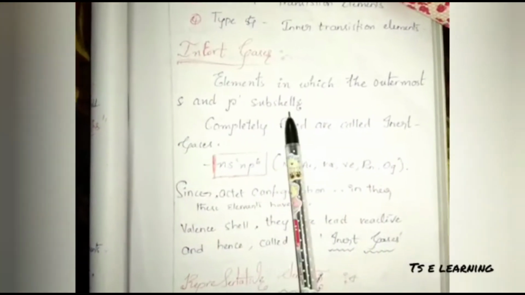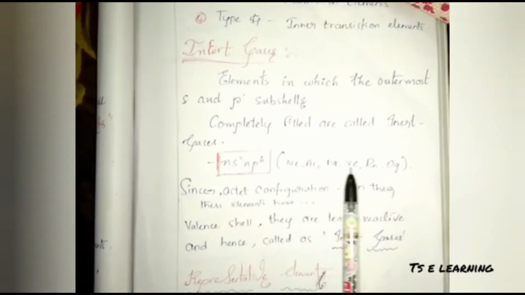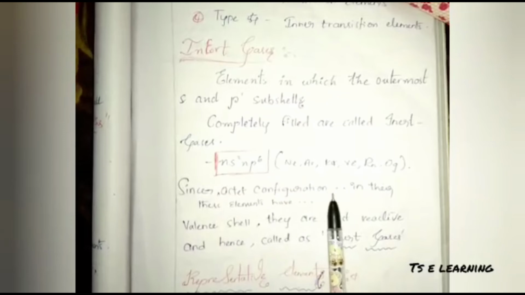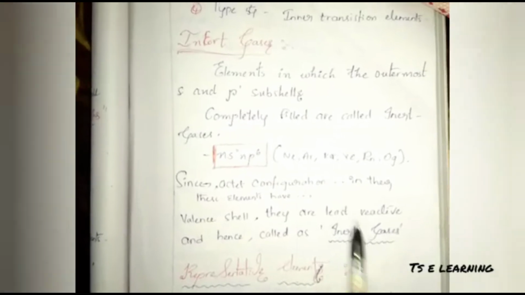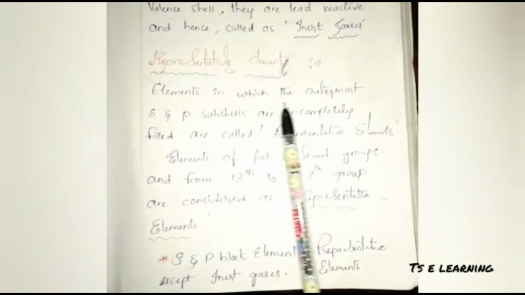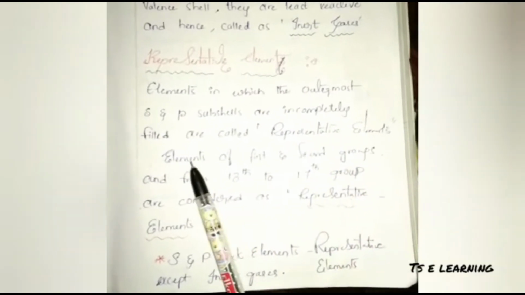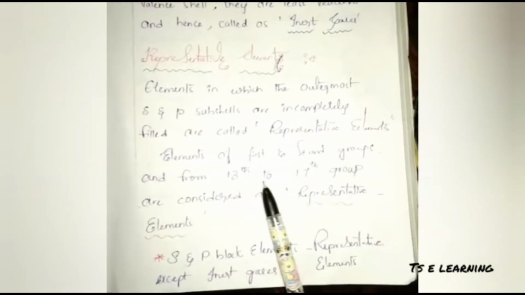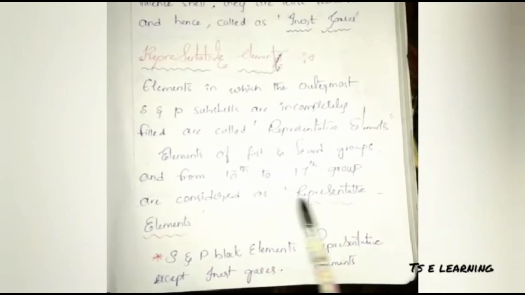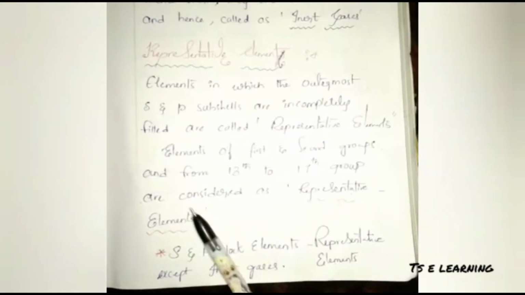Inert gases: elements in which the outermost s and p subshells are completely filled are called inert gases, ns2 np6, that means neon, argon, krypton, xenon, radon and Og. Since they have an octet configuration in their valence shell, they are least reactive and hence are called inert gases. Representative elements: elements in which the outermost s and p subshells are incompletely filled. Elements of the first and second groups and the 13th to 17th groups are considered representative elements. S and p block elements, except inert gases, are mainly called representative elements.